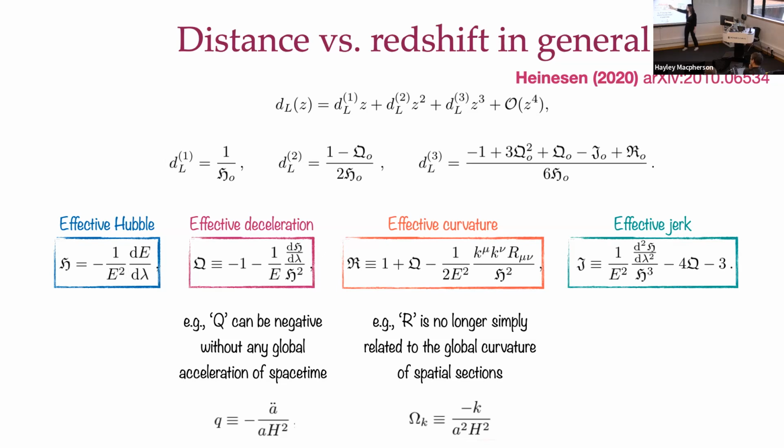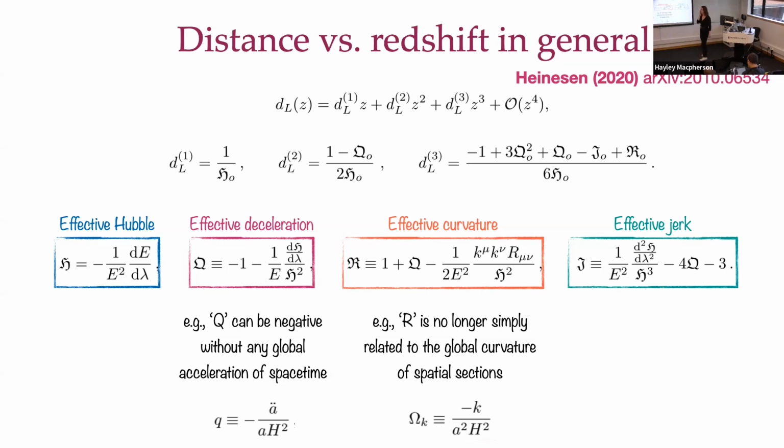Similarly, for the effective curvature, if we look back at the FLRW case, we have this very simple relation between this curvature parameter and the actual spatial curvature of our universe. But now we have a more complicated expression, and this effective curvature does not necessarily directly probe the actual curvature of our universe.